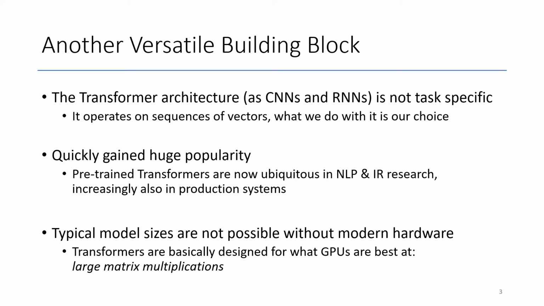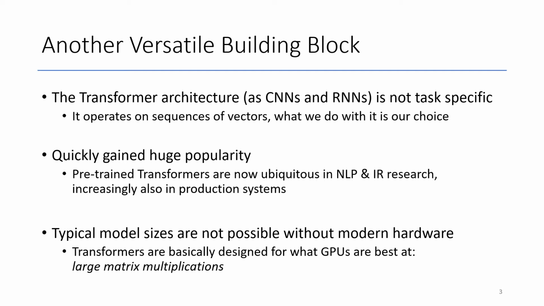The transformer architecture is just another versatile building block in our set of neural network model parts. The transformer architecture itself, similar to CNNs and RNNs in previous lectures, is not task specific at all. It operates on a sequence of vectors: it takes a sequence of vectors as input and outputs a same-sized sequence of vectors. So what we do with it is our choice.